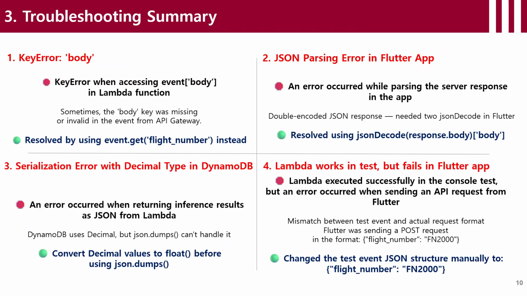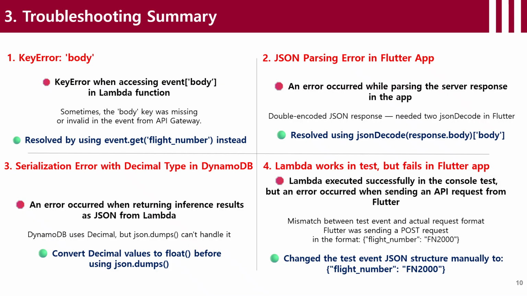During development, we faced several technical challenges. First is the key error body. Sometimes the event structure didn't include body, fixed by using event.get body to prevent crashes. Next one is Flutter JSON parsing. Lambda's response was double encoded JSON, parsed twice in Flutter to extract the real data.